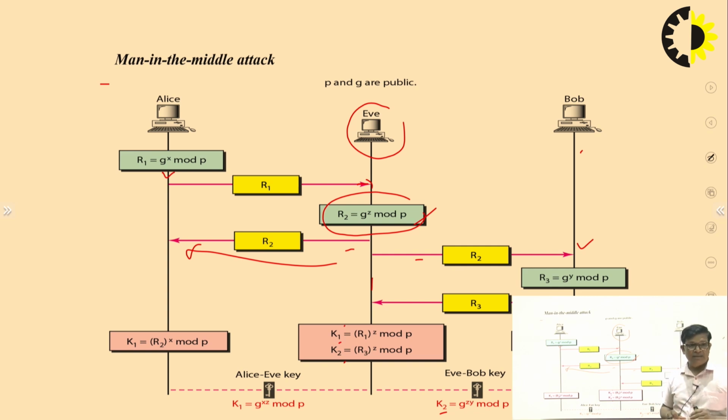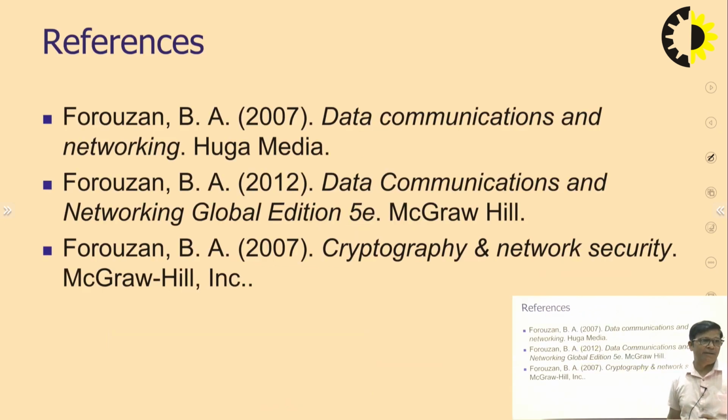Here in this case, K1 and K2 are different, because K1 is equal to G to the power xy mod P, and this one is G to the power zy mod P. So this is the difference. The key is different in this case. So this is a man-in-the-middle attack.